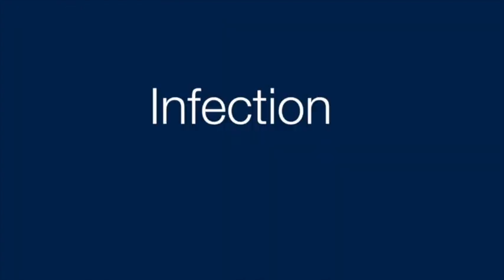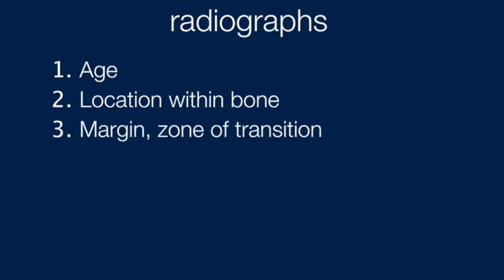Infection gets its own slide, and that is because you want to always consider infection in any bone lesion, very important. So now we're going to move on to radiographic assessment, what we do when we see the radiograph. So we talked about age, location, and the assessment of the radiograph starts with the margin of a lesion, and that is the zone of transition from the lesion to normal bone.